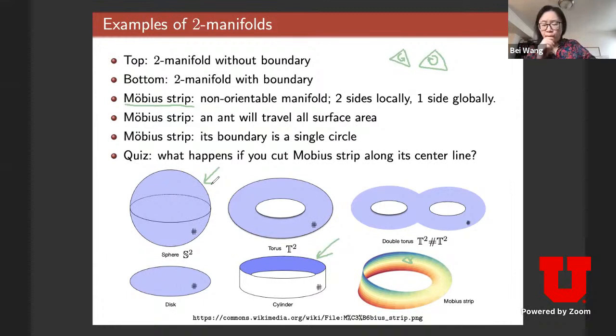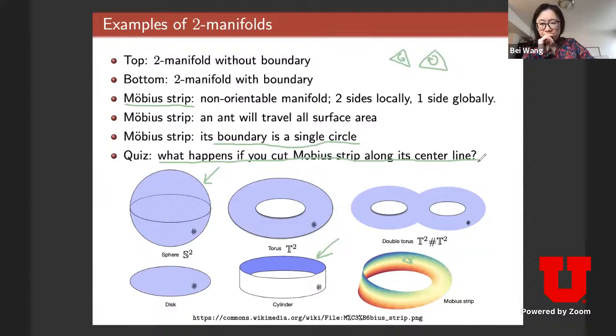Another interesting part of a Mobius strip is that its boundary is a single cycle. If you traverse that boundary, it's one single cycle. Have you ever done this when you were young? If you take a Mobius strip and cut along the center line, what do you get?